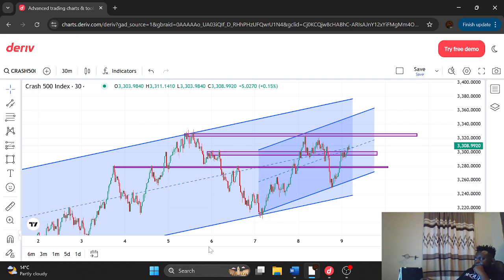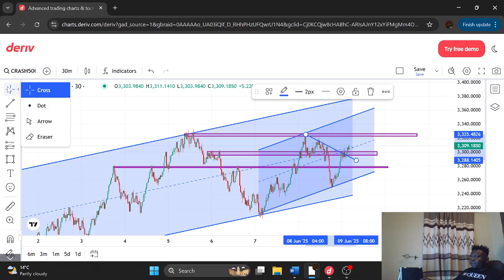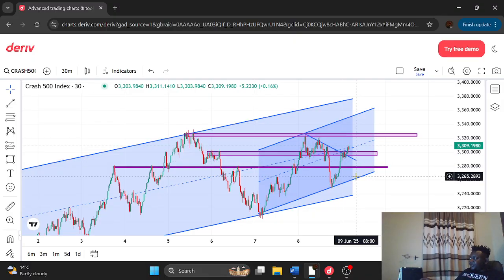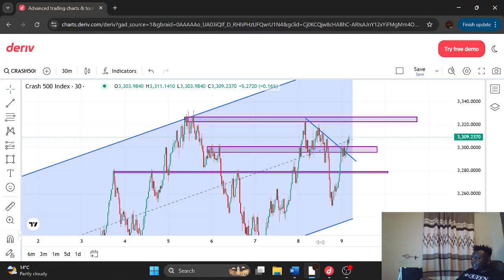So what do we do now? We look for our entry based on these support zones. If these zones are broken and retested, that's when we buy. So in this case, we are working on this zone. But before we talk about that zone, we have to put a trend line touching the highs. You can see that our diagonal trend line was broken. Let me just remove this so that we have a better view. Okay, something like this. You can see that this diagonal trend line was broken on the 30-minute time frame.